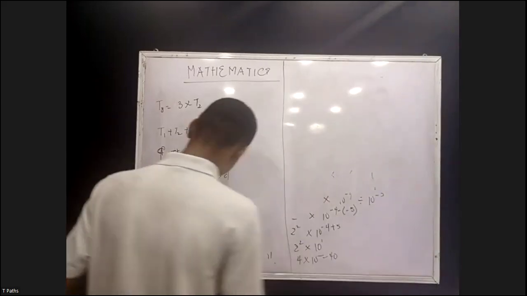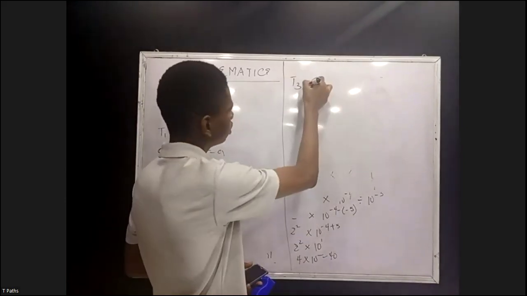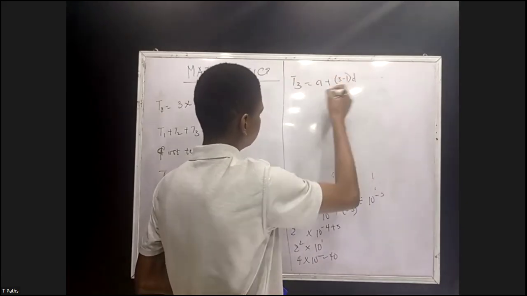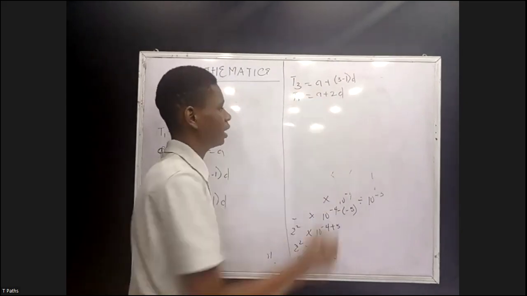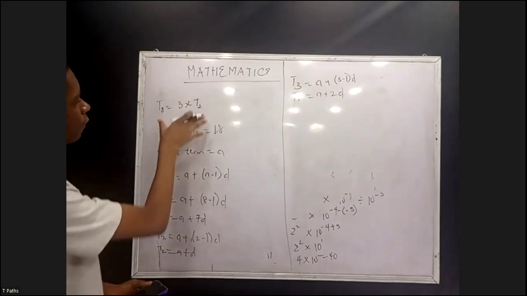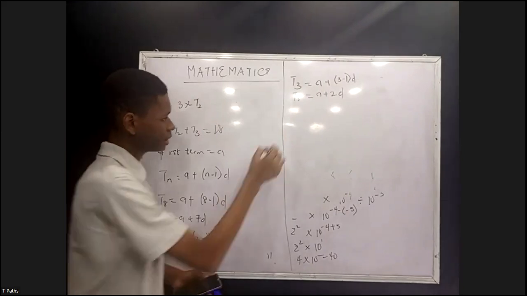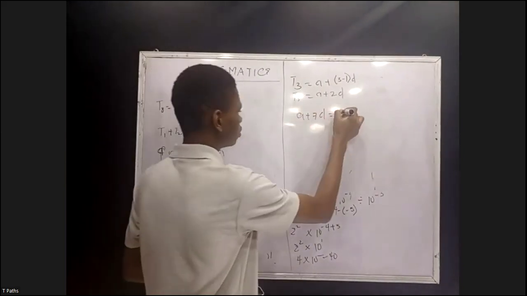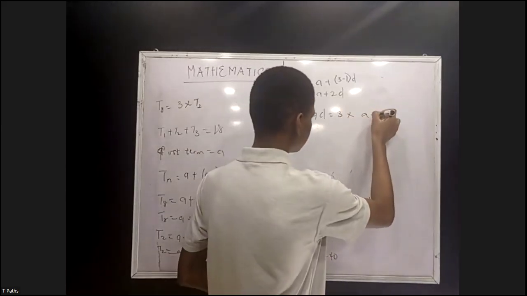So I have my T2 as A plus d. Moving to T3, the third term, I say A plus (3 minus 1)d, and 3 minus 1 is 2, so A plus 2d. Now if I replace all of this into the first equation, T8 is equal to 3 times T2. My T8 is A plus 7d, which is equal to 3 times my T2, which is A plus d.